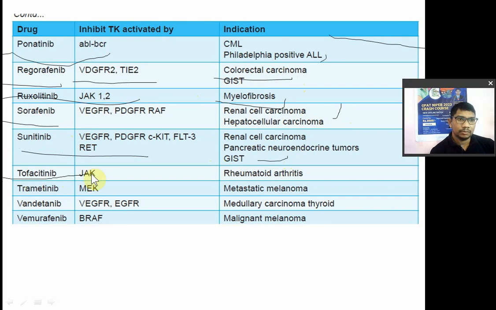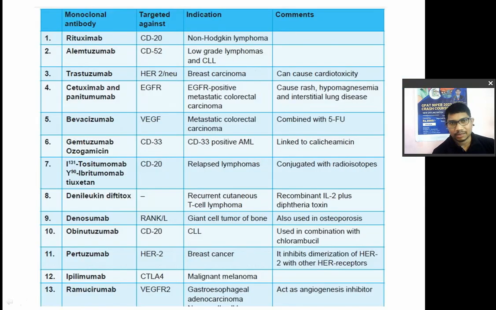Tofacitinib, against the JAK, which activates the tyrosine kinase, and it is inhibited by this drug tofacitinib, used in rheumatoid arthritis. Trametinib, useful in metastatic melanoma. Vandetanib is useful in medullary carcinoma of the thyroid. Vemurafenib, useful in malignant melanoma. We'll see the next. Monoclonal antibodies, targets, indication and comments.